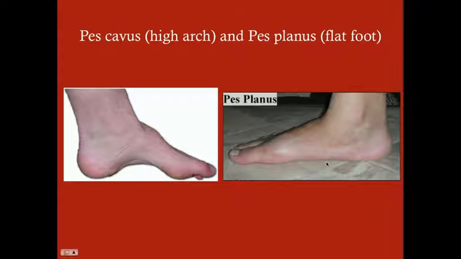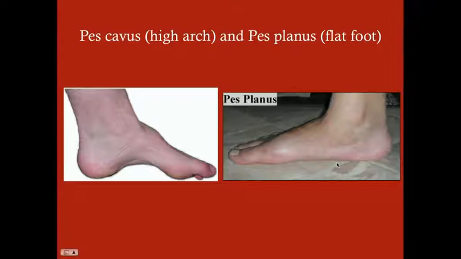So some people just naturally have this high arched foot. It's just how they were born. And some people just have this normally low arched foot. So the high arched foot is pes cavus, and that's this big high arch here. And then pes planus, which would be the flat foot.